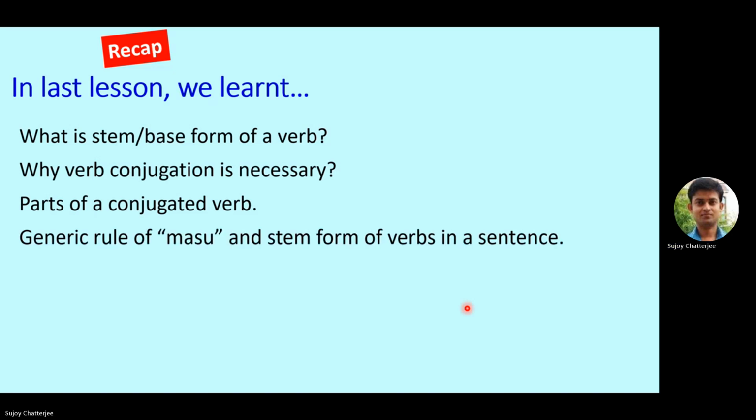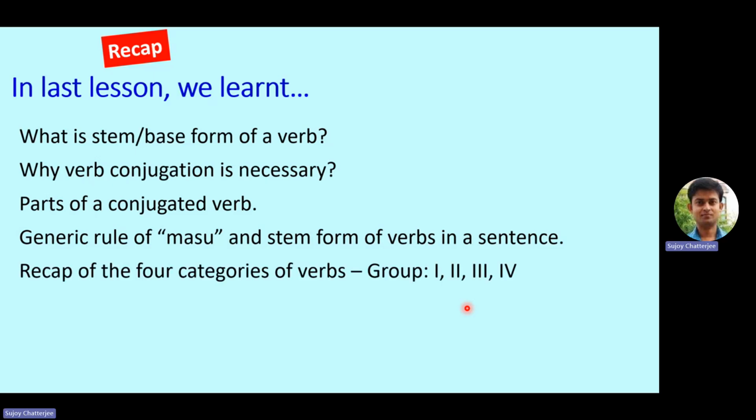Then we discussed the generic rules of masu and stem forms of verbs in a sentence, in which we learned that there can be only one masu form in a sentence. So if it is a simple sentence, then it is easy to understand. But if it is a compound sentence, that means a sentence where there is more than one verb, then only one verb, the main verb, will have the masu form, and it will be at the end of the sentence. And all other verbs, if they are present in the sentence, will take the plain form, that is the stem form, or some other form other than the masu form, which we will keep learning as we go forward in this course. So this is how the masu and the stem forms of verbs form part of a compound sentence.